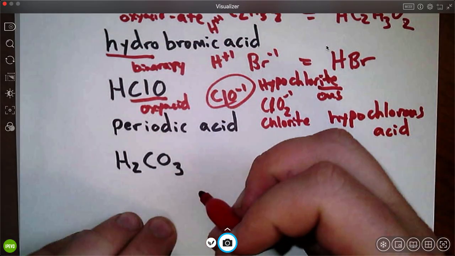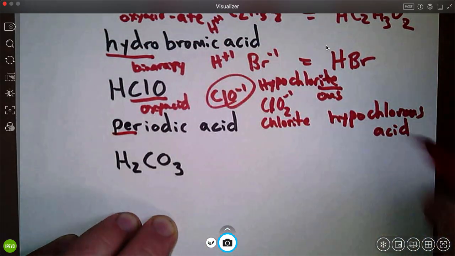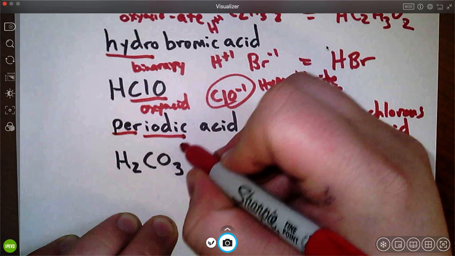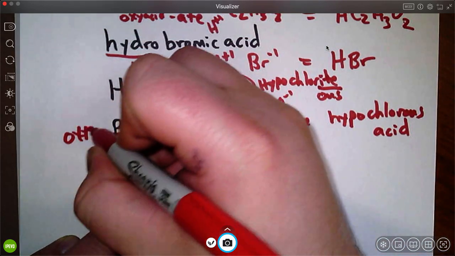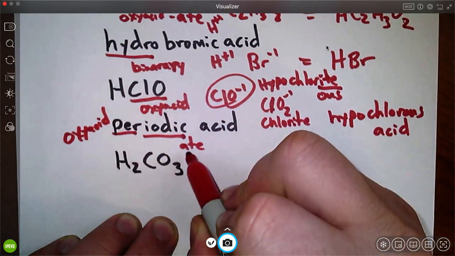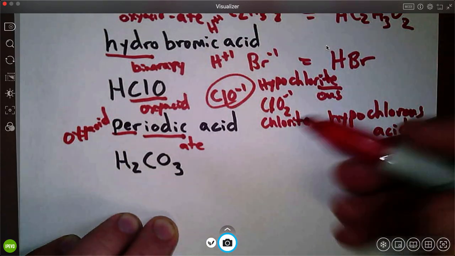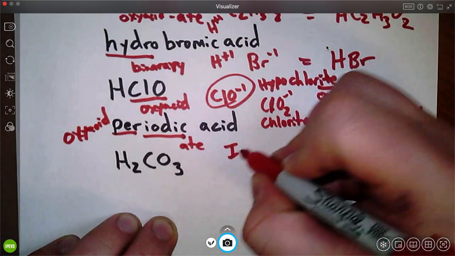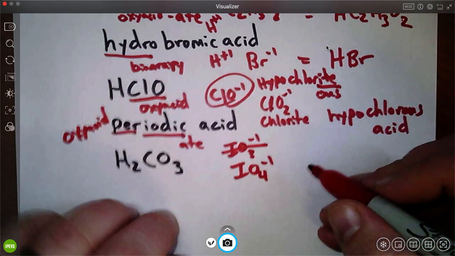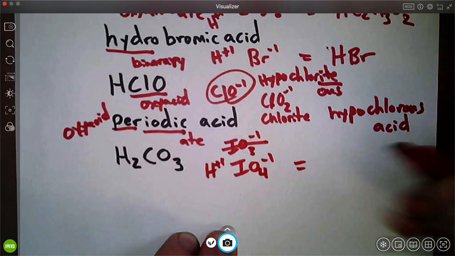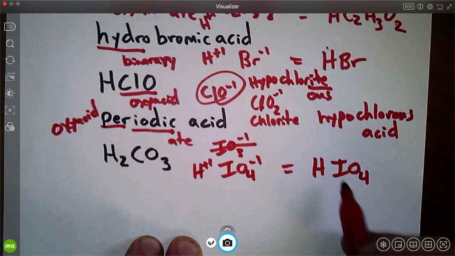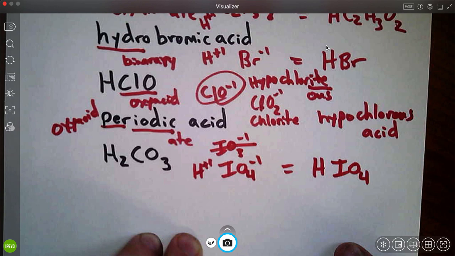Periodic acid. Periodic. The per means one more oxygen than iodic, which in this case it would be iodate. This is an oxyacid. Okay, no hydro. So oxyacid. Since it ends in ic, we're going to look for ate. We're looking for periodate. Periodate, one more oxygen than iodate. So iodate is IO3 with a -1, so one more oxygen than that will be IO4 with a -1. Paired with hydrogen, +1, this gets me HIO4. Periodic acid is HIO4.